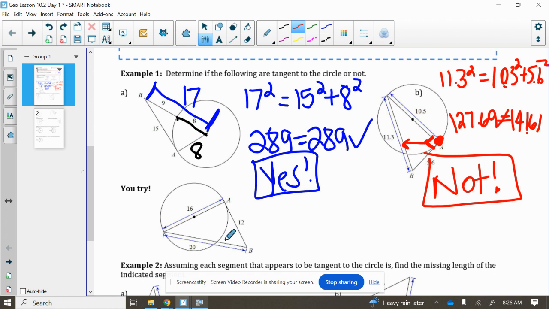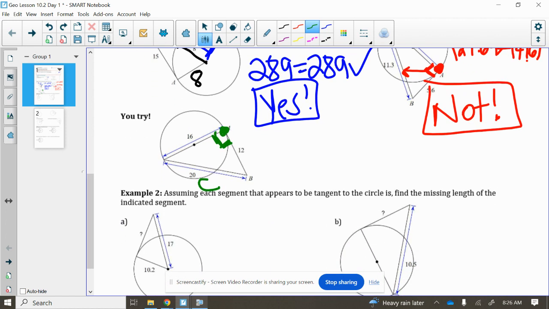Here is one for you to try. Again, you are testing out, does the biggest side, in this case C, equal a squared plus b squared? Yes or no? Is this line tangent?